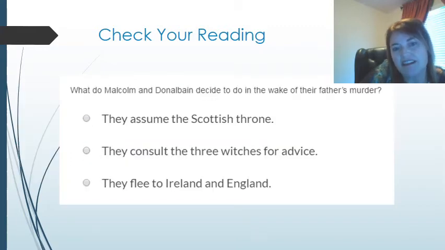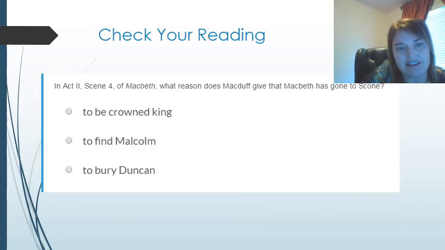What do Malcolm and Donalbain decide to do in the wake of their father's murder? They decide to flee, try to remain safe. In Act 2, Scene 4 of Macbeth, what reason does Macduff give that Macbeth has gone to Scone? To be crowned king.